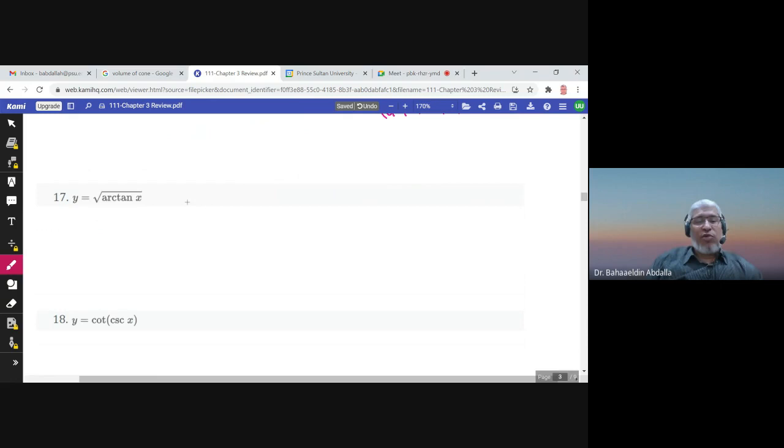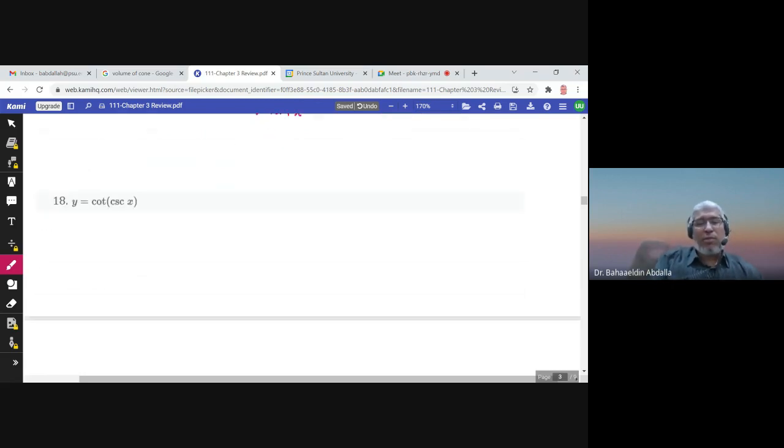Well, I use the quotient rule. Derivative of square root is 1 over 2 times the square root times the derivative of tan inverse. Well, derivative of tan inverse is 1 over 1 plus x squared. This is also chain rule composition.